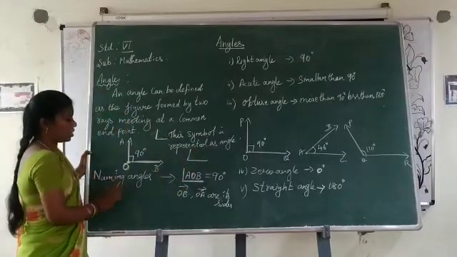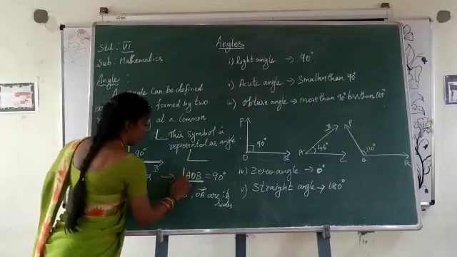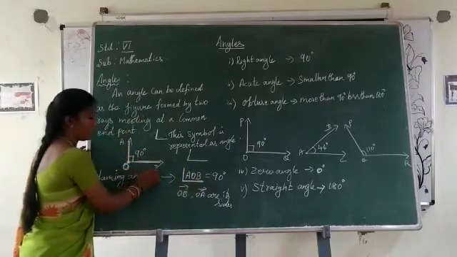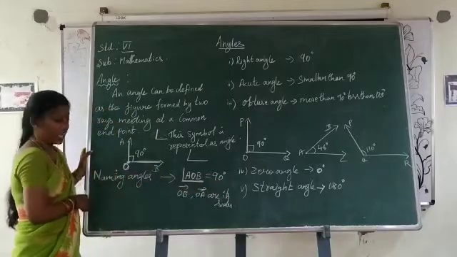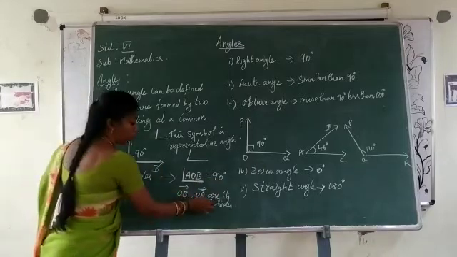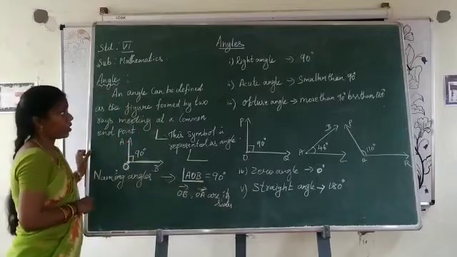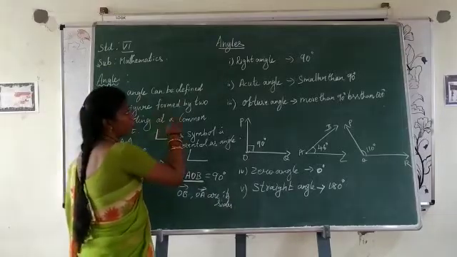Next, naming angles. Here, angle AOB is equal to 90 degree. The point O is always in the middle of the angle because OB and OA are its sides. Next, I am going to tell the types of angles.